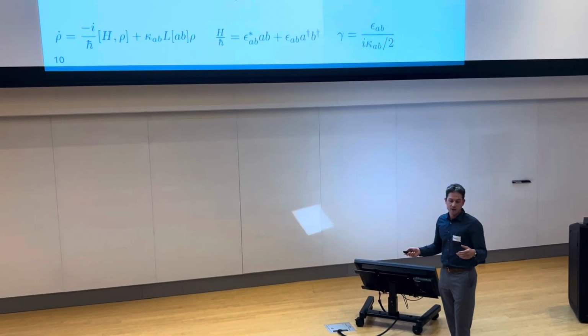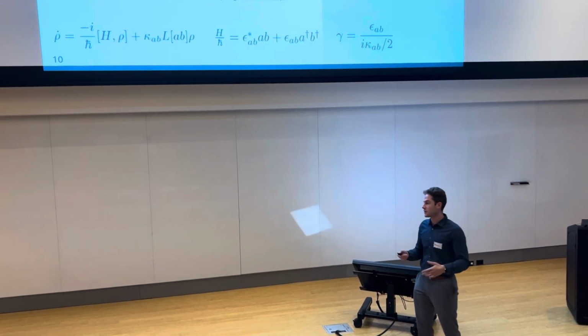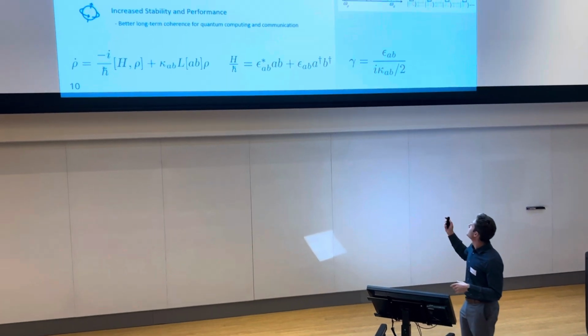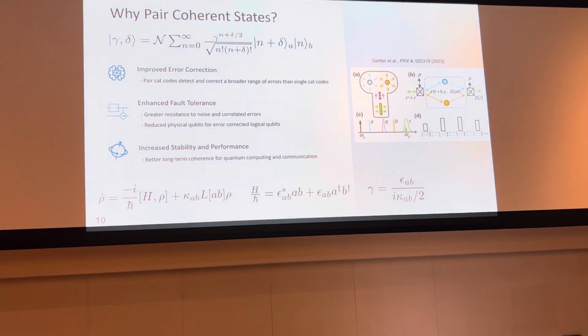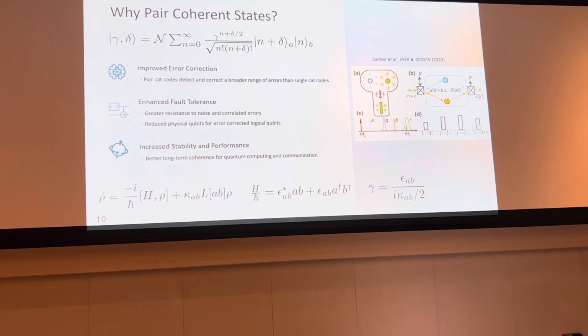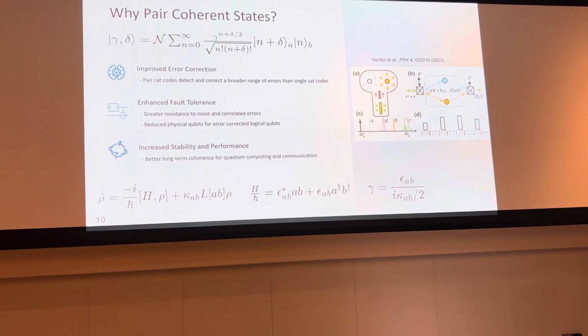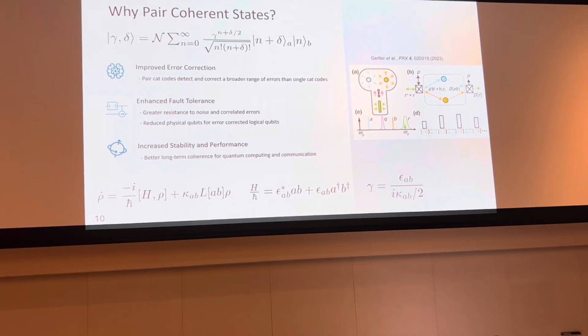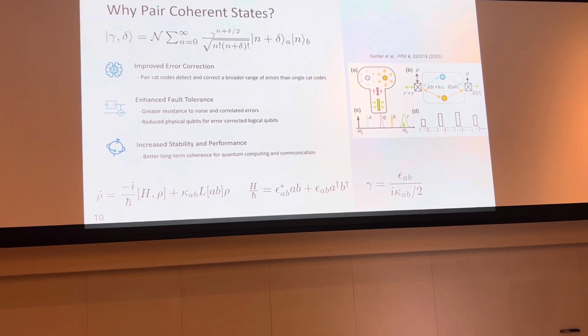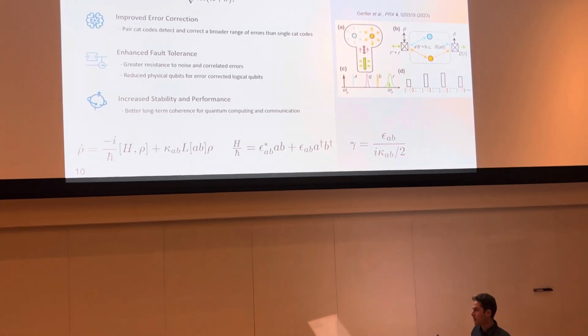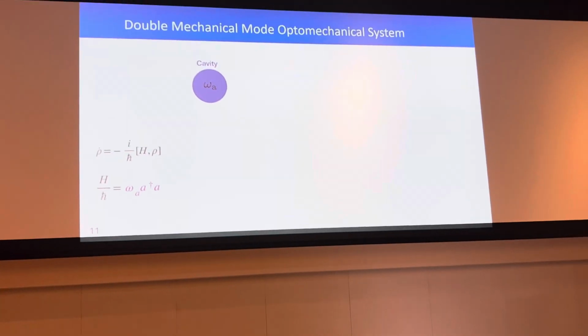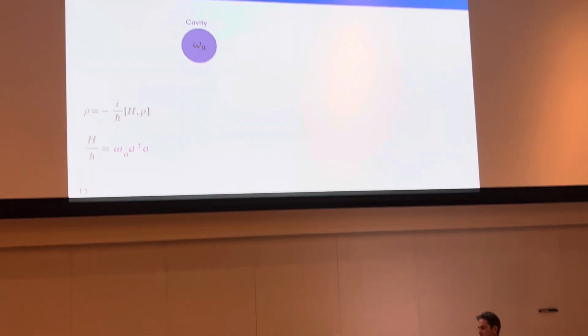Now these pair coherent states have been realized in superconducting circuits, like you can see from this schematic here from the literature by Gertler, where the size of these pair coherent states is determined by the gamma equation. So just like I talked about with the benefits of mechanical modes, the pair coherent states also improve your error correction. So how do we realize pair coherent states optomechanically?